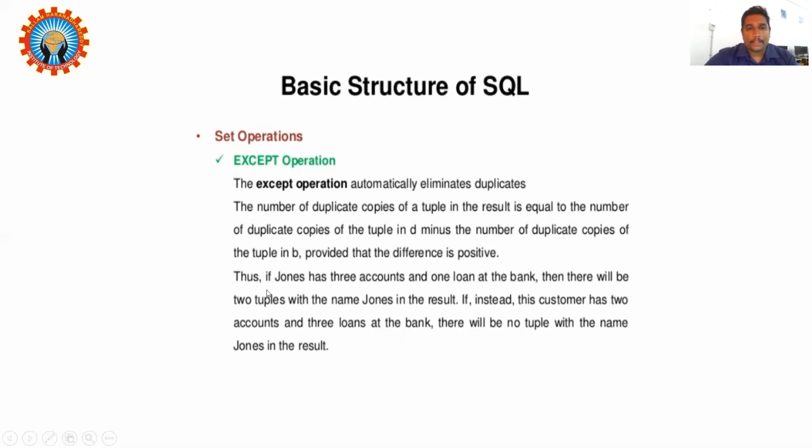Thus, if Jones has three accounts and one loan at the bank, then there will be two tuples with the name Jones in the result. If instead this customer has two accounts and three loans at the bank, then there will be no tuple with the name Jones in the result. Even though we have three values in one relation and two values in the other, the two are not common, so there will be no result.